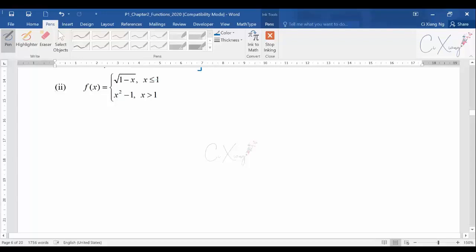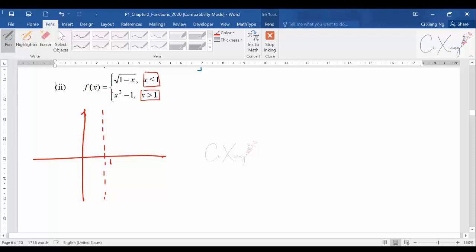For example 7 part 2, when we look here again, we are having two parts of the graph. Usually I will draw the line first to let me know roughly, and maybe I assume that this is the line. For x smaller or equal to 1, you need to draw square root 1 minus x. For x greater than 1, you need to sketch this. So let's talk about how to sketch square root 1 minus x.